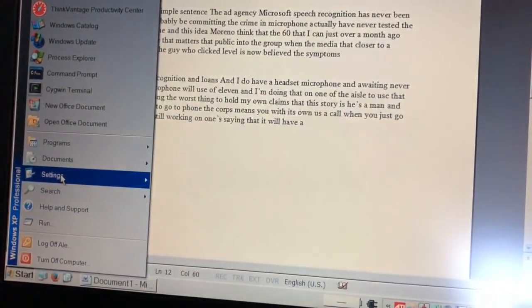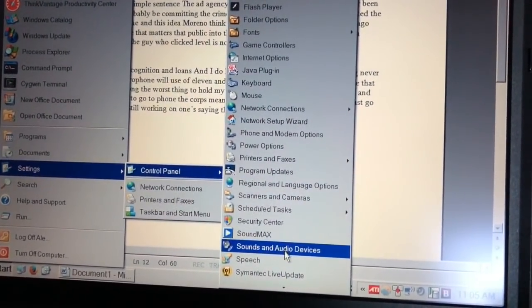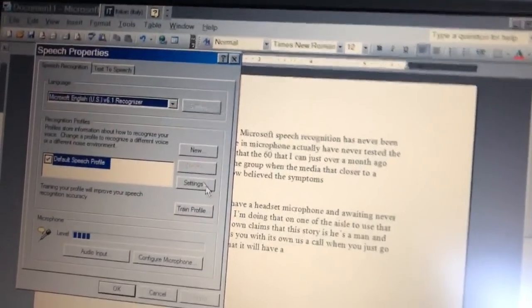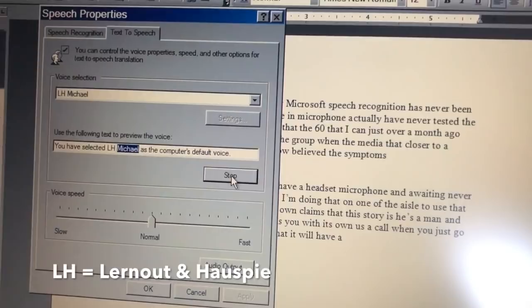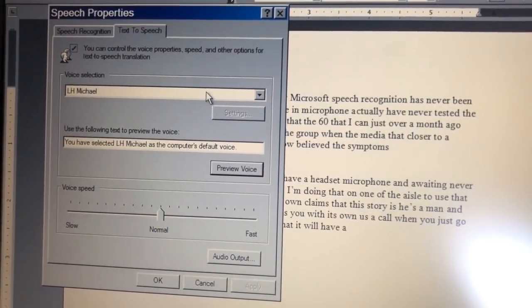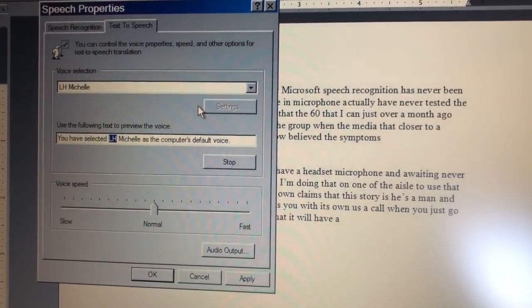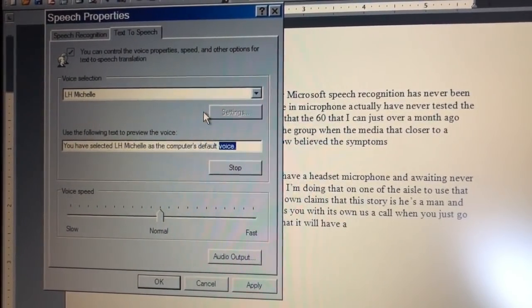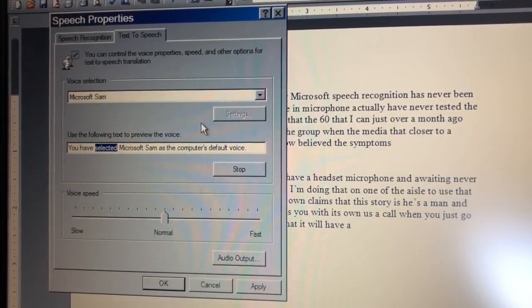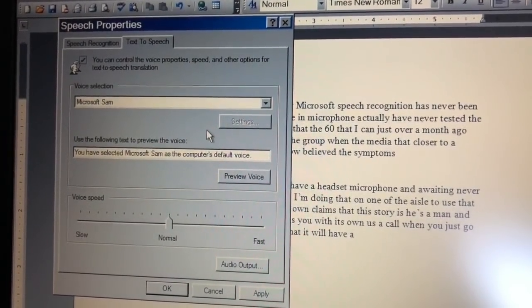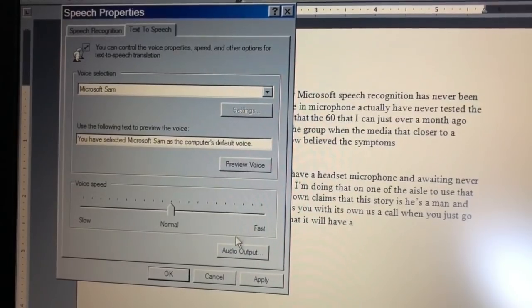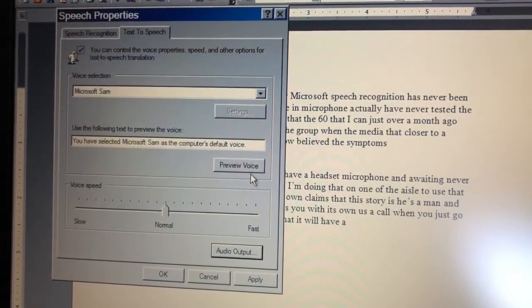And it also installed some additional voices. You know, Windows XP has Microsoft Sam, but it also had these two voices. You have selected Learnout Haupsie Michael as the computer's default voice. You have selected Learnout Haupsie Michelle as the computer's default voice. Hey, it's me, Burns, aka Duck Wendy. You have selected Microsoft Sam as the computer's default voice. And for some reason, Microsoft Sam now is of lower quality. I checked out the settings here, but I don't know.